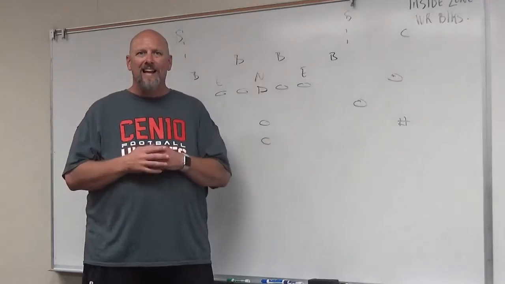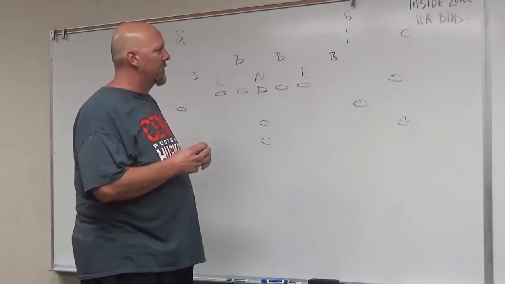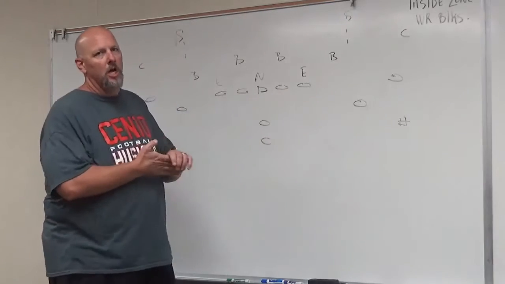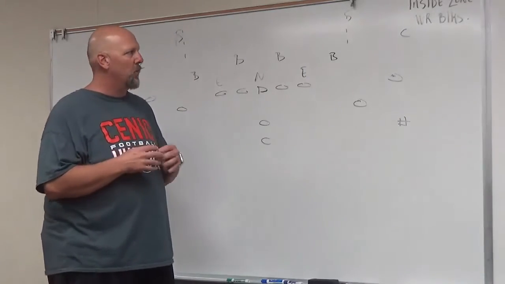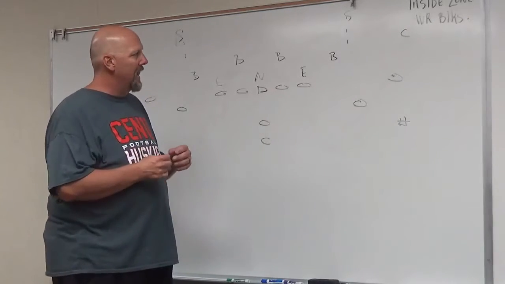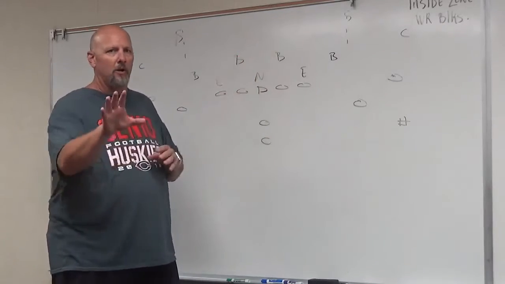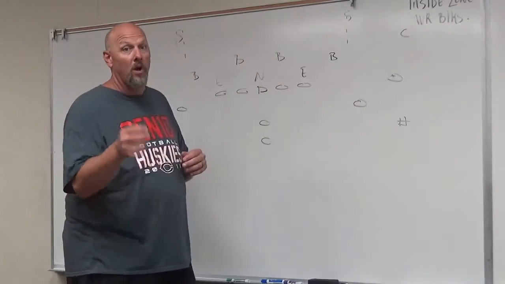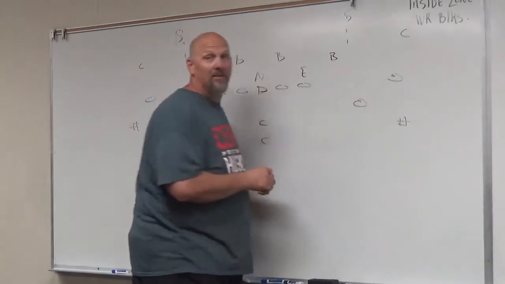We're talking inside zone, wide receiver blocking. We had talked previously about our defensive end reads, and now we're going to talk a little bit about our outside backer reads. The great thing about our offense is that we have many different ways that we can get to our inside zone package, and we can read the outside backer, the defensive end, inside backer, but we'll talk more about that later on. But I want to talk to you about wide receiver blocking when we're optioning the outside backer.